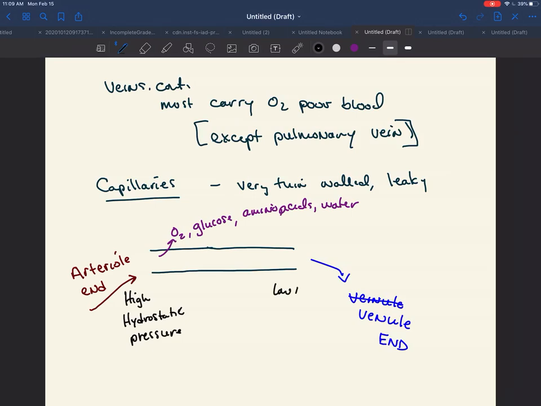So at the other end, we have low hydrostatic pressure because the blood has met with a lot of resistance, and it has actually lost some of its fluid into the capillaries. So we have low hydrostatic pressure. So at this end, we have what is called high osmotic pressure. So this is actually going to suck stuff back in from the tissues.